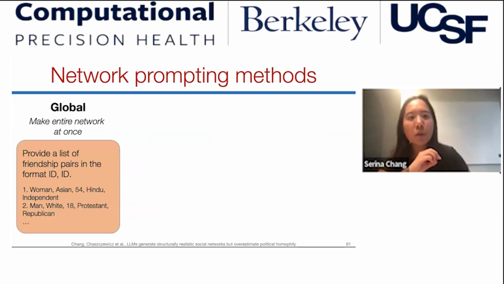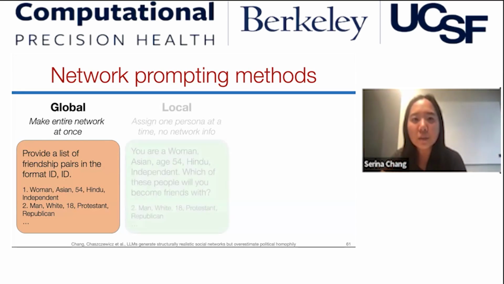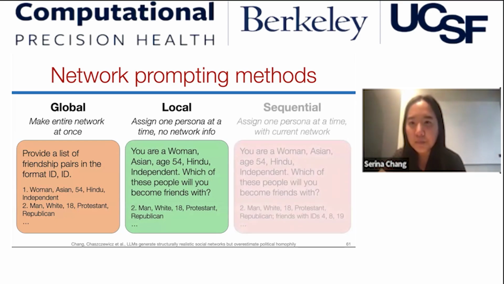The first one is called global, where we make the entire network at once. We give it a list of all of the personas in the network, and we have it generate all the edges in the network. The second approach is called local. So we assign one persona at a time without network information. We assign it one persona, we give it its identity, and then we give it the list of the other personas to choose friends from.